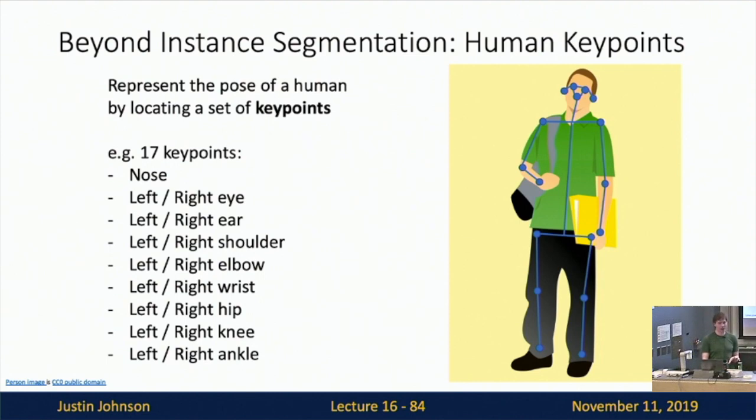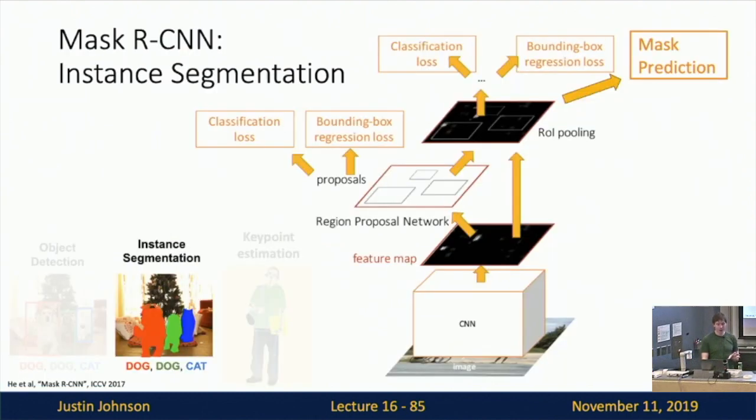One way we can formulate that is by defining a set of keypoints, like the ears and the nose and the eyes and all of the joints. And then we want to predict the locations of each of these joints for each person in the image. And it turns out we can actually do this with Mask R-CNN as well.